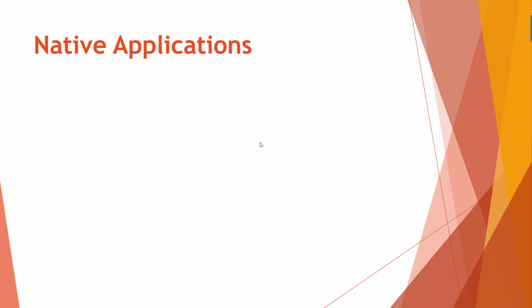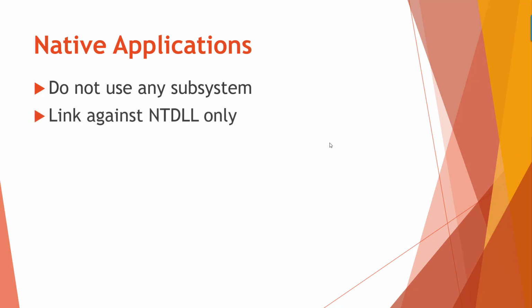And so native applications are those applications that don't use any subsystem, don't have any such dependency. They can only link against Ntdll and use the API provided by Ntdll. So what can you find inside that Ntdll anyway? So what can I use if I'm writing just a native application and only have a single DLL I can use? Then I really hope it has enough functionality for me to do stuff. Otherwise, I'm kind of in a pickle there.